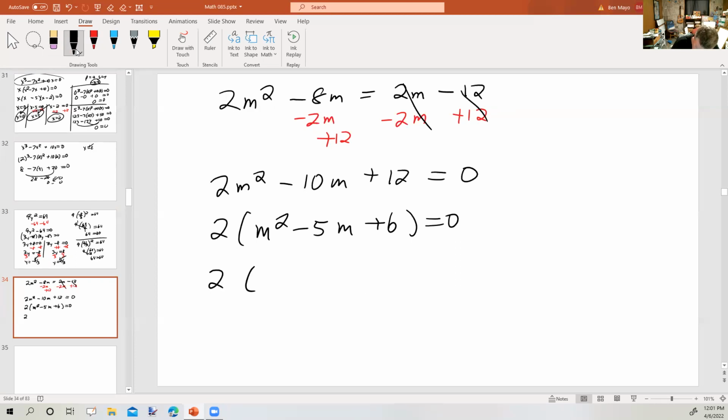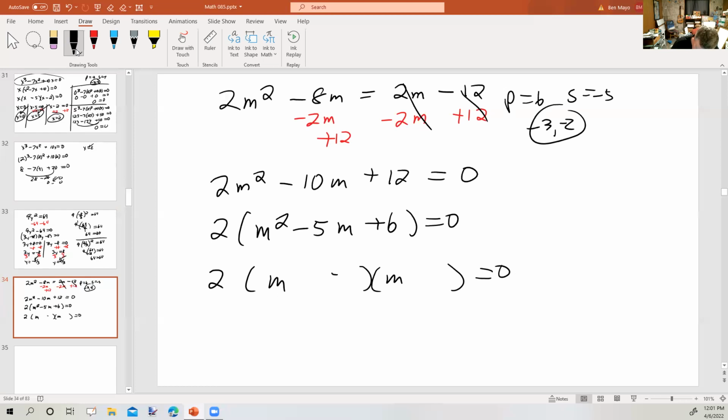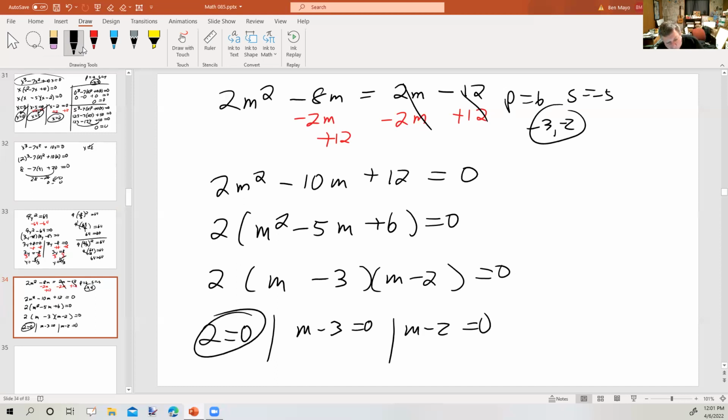Then I've got a trinomial with a leading coefficient of 1. Let's see, the product is 6 and the sum is -5: -3 and -2, I believe. Yeah. Now, be careful. Don't do this. 2 does not equal 0. This is what I've said all along, but it didn't really matter until now.